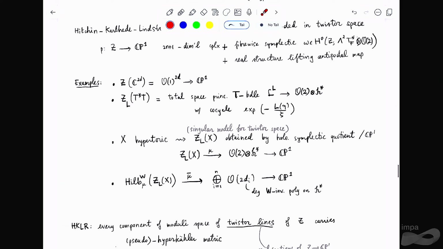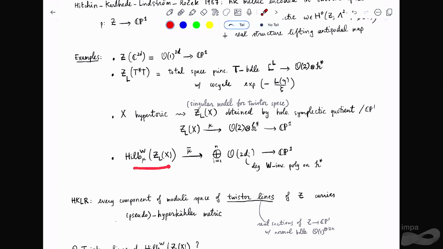And so if you have a hypertoric variety, then you can get at least a singular model for the twistor space by doing a fiber-wise holomorphic symplectic quotient on the twistor spaces of C^2n times T*T. Because of that, we can also do this transverse equivariant Hilbert scheme construction on the fibers of the twistor space of our W-invariant hypertoric variety and get a candidate singular model for the twistor space of a hyperkähler metric on our transverse Hilbert scheme.